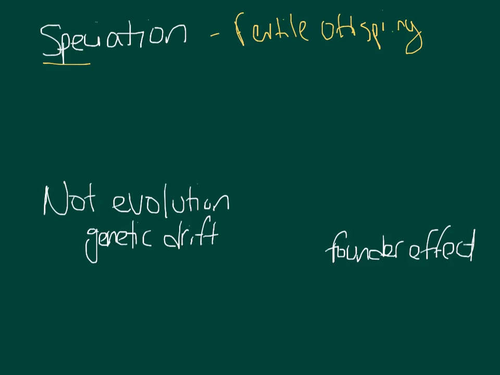So exceptions to this would be kind of your donkey, right? Or a mule, which is the cross between a donkey and a horse. Things like the liger, the lion and the tiger, they will have an offspring, but it won't be fertile. And so speciation is extreme selection.